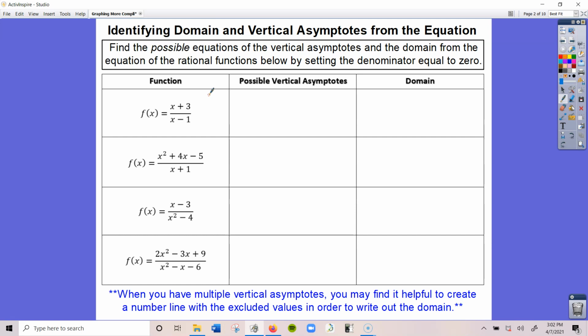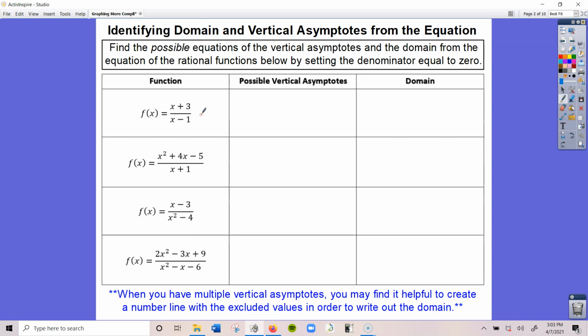To find the equation of the possible vertical asymptotes, we noticed in the previous slide that we find those vertical asymptotes by setting the denominators equal to 0. So that's what we're going to do for these examples. So for the vertical asymptotes, we basically just ignore the numerator and focus on the denominator.